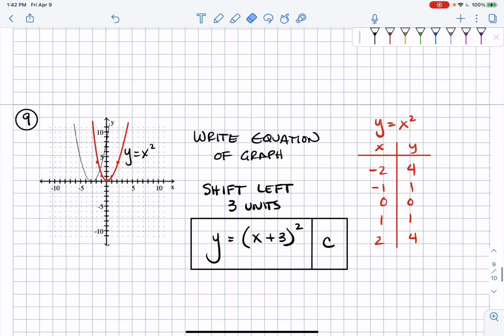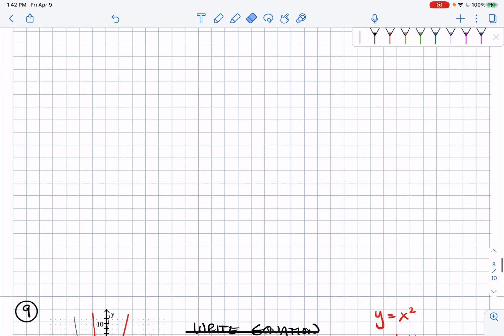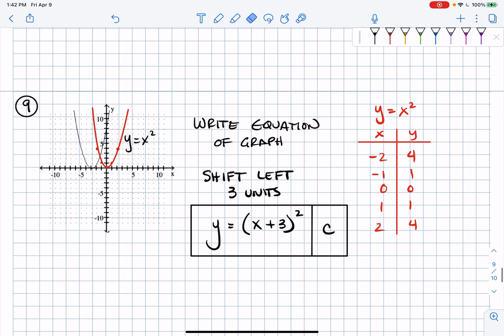All right? All right, that's number 9, and there is no number 10 because LabWork 14A and 14B only contain 19 questions altogether. If you have any questions, let me know.